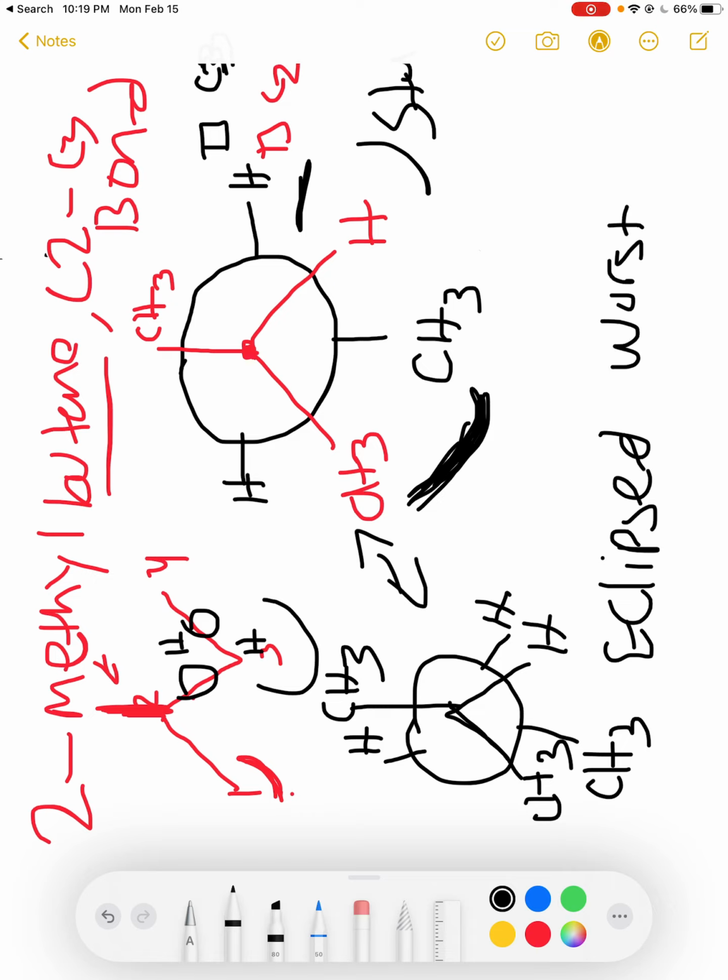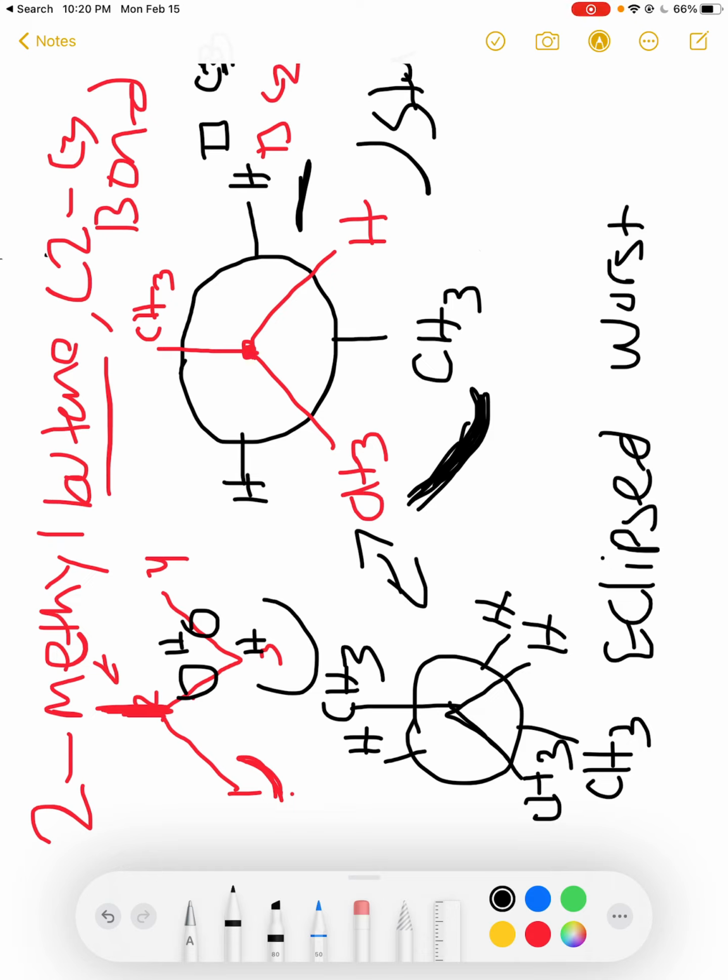So you can have different Newman projections by different degrees and angles, from 0 to 300 and so on. But with 2-methylbutane, the hydrogen and the methyl just rotate around from eclipsed to stable, eclipsed to stable, eclipsed to stable.